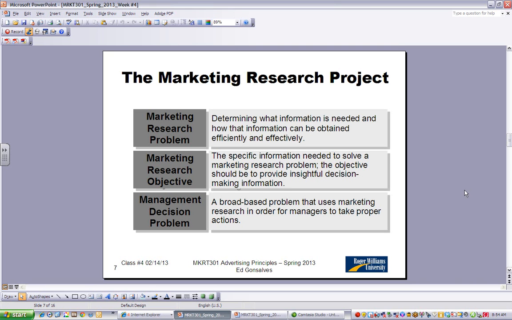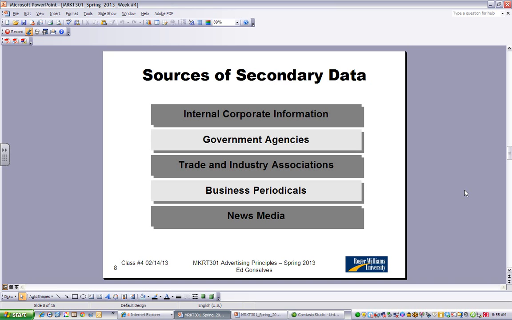If you look at a research project, again, you've got to determine what the problem is, set objectives, and then how you're going to use that information to make decisions. So it's a really important part of structuring any kind of research. There's primary data and secondary data.